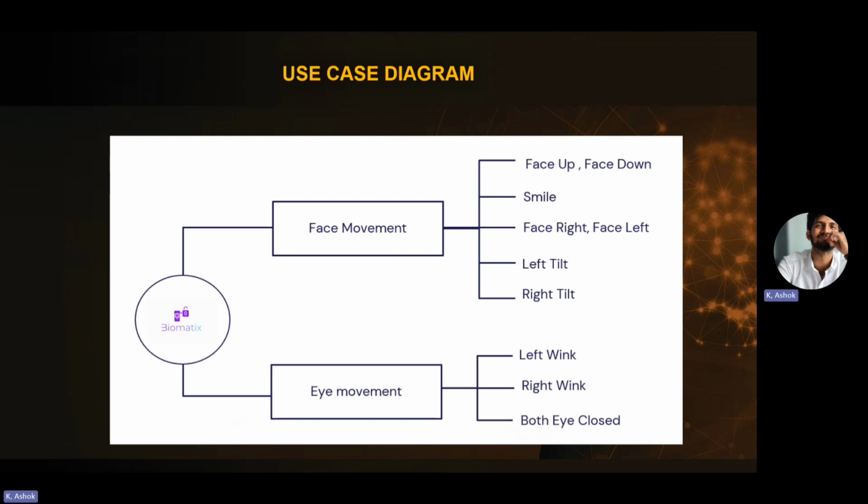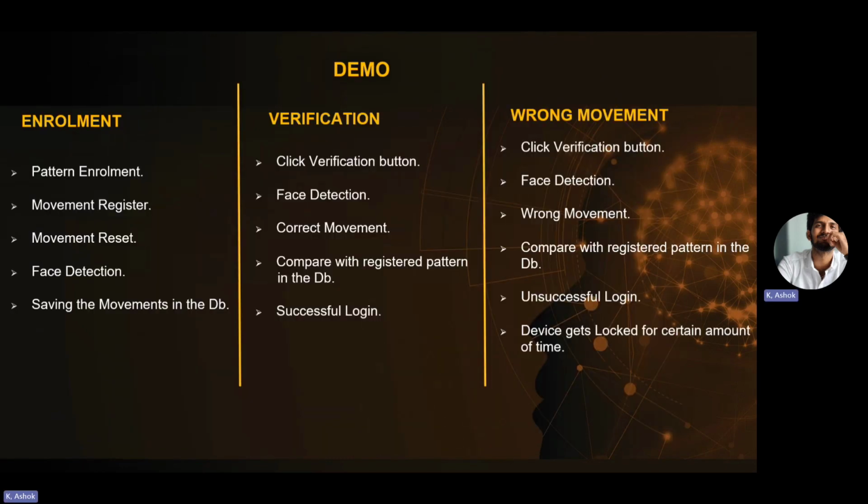For the eye movement, for now we are providing left wink, right wink, and both eyes closed. With the help of these features, the user can set a pattern in any random order, which we'll see in the demo. The user can set up n number of patterns for added security. They can do it in any order with the help of these features. Let's move on to a demo.